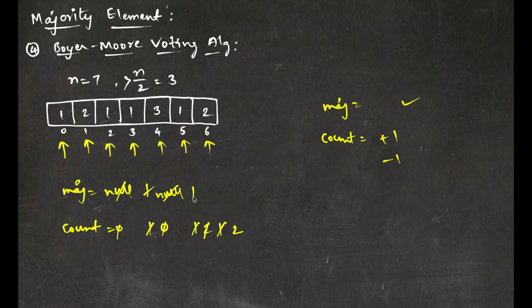Then I got another element called 2. This is not equal to my majority element, so I have to decrement by 1. And we are done with the array. Since my count is greater than 0 and I have some majority value, I can just return this. My problem statement always says that there will be a majority element. So by the end of this array, there will definitely be a majority element with a count greater than 0.